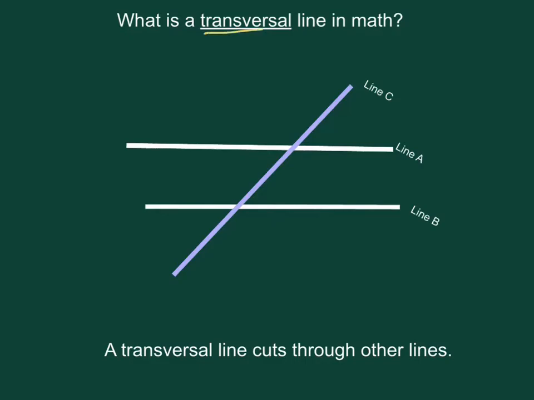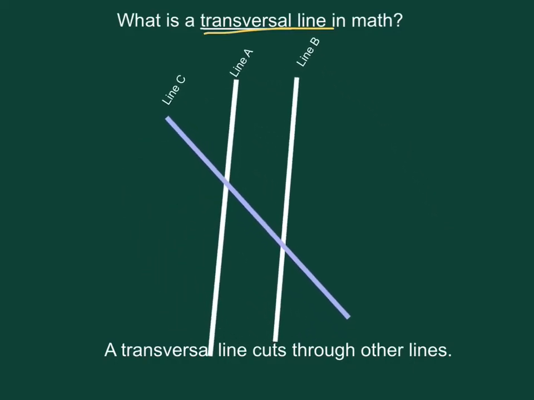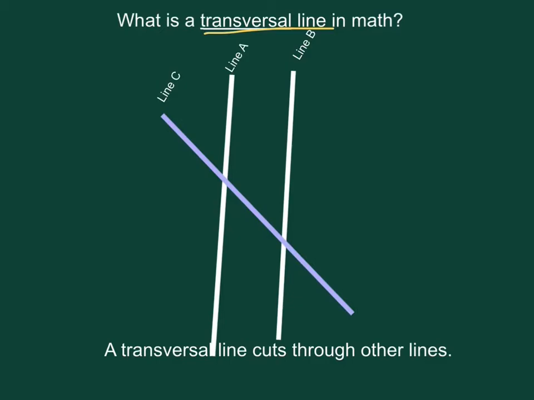A transversal line in math is simply a line that cuts through other lines. It's easy to see here that line C is different than the others because you can see we have two parallel lines and line C is the other one. But sometimes it looks like this. So the trick is to look for the parallel lines, and it's the other line that would be the transversal. So it's line C.